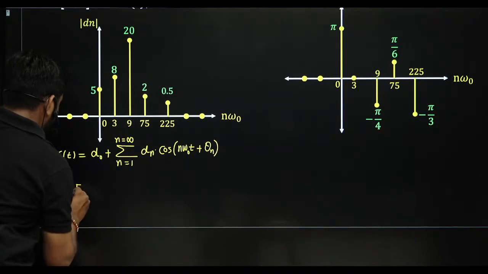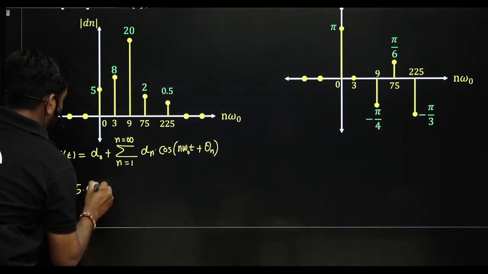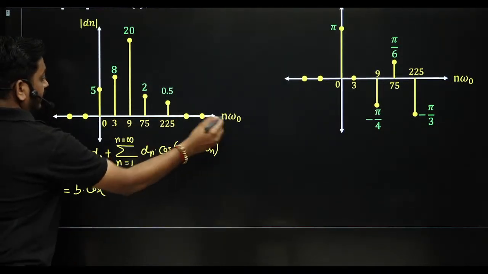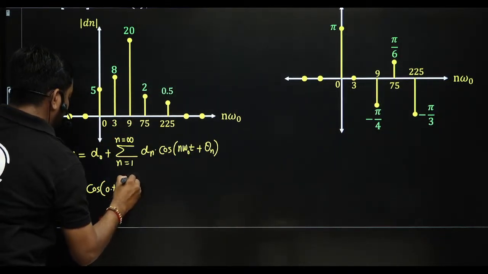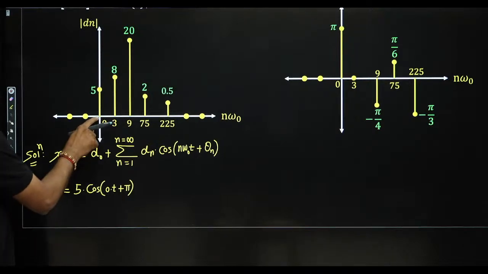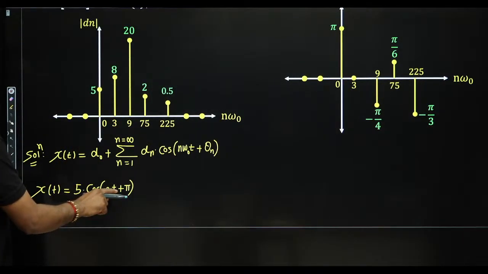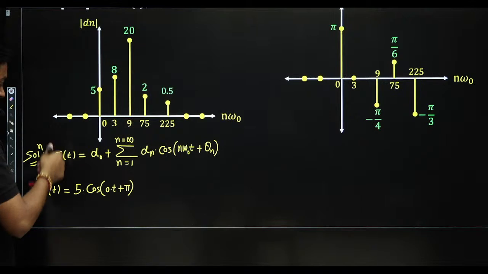Suppose the magnitude is 5 cos. What is the value of n omega 0? The corresponding frequency is 0, so 0 into t, and the angle is pi. So 0 into t plus pi, and again you will get minus 5, I told you.